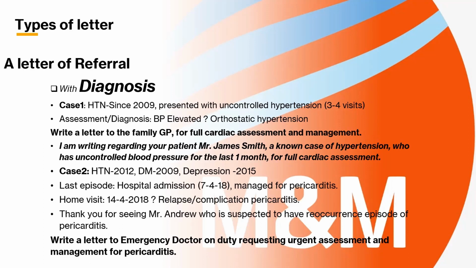I will explain it. In a letter, there might be the past medical history of the patient, and then the patient might be admitted with maybe an XYZ condition. During that admission, it was noticed that the patient also has high blood pressure and it's not settling. Due to the patient's positive history of hypertension that is already known to the GP, we are writing this letter to the family GP for full cardiac assessment and management, because the hypertension is not being controlled.